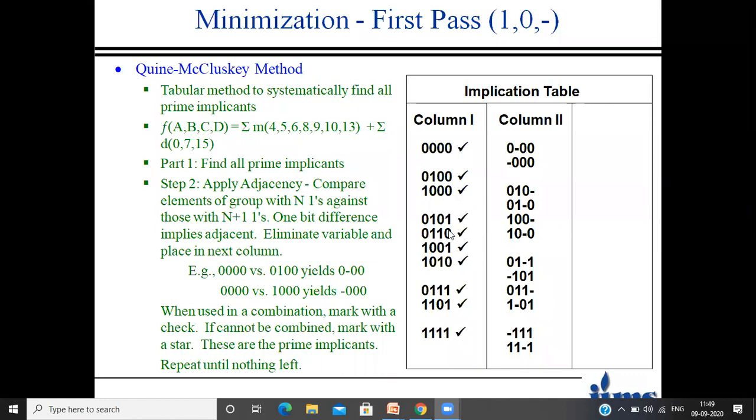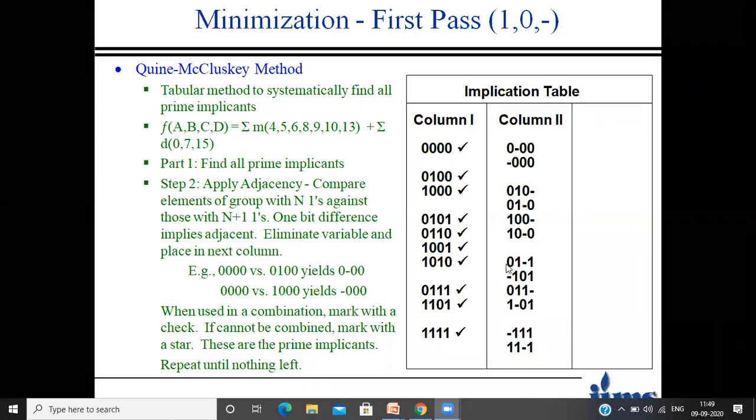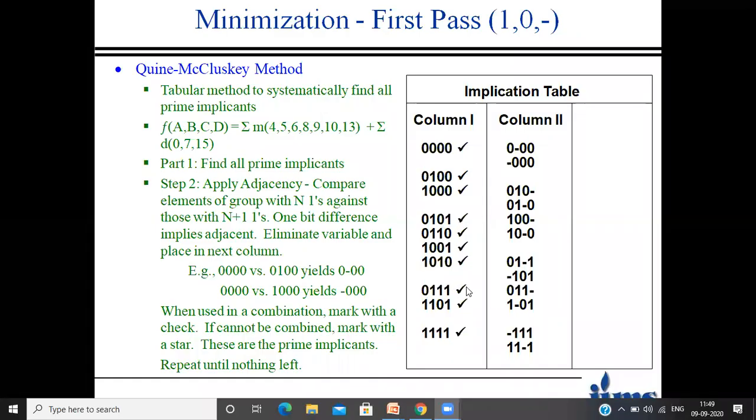Now compare group 3 with group 4 and again look for a single bit change. So 5 with 7, yes, we can match. Value will be 0 1 dash 1. 5 with 13, yes, we can have dash 1 0 1. So we have ticked both. We have ticked 5, 7, and 13 now.